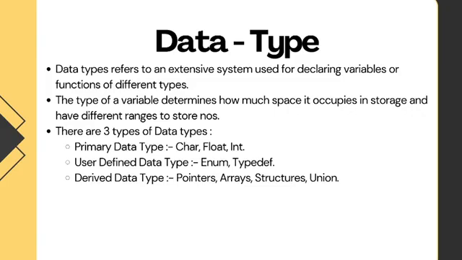Data types. Data types refers to an extensive system used for declaring variables or functions of different types. The type of a variable determines how much space it occupies in storage and has a different range to store numbers. There are three types of data types. Primary data types are character, float, int, etc. User-defined data types are enum or typedef. Derived data types are pointers, arrays, structures, union, etc.